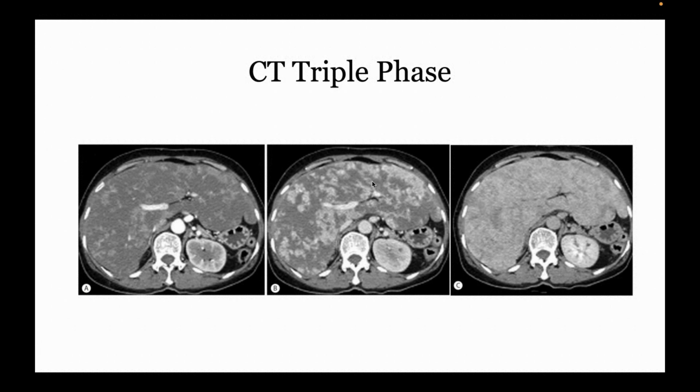You end up doing a triple phase CT. This is the arterial phase, this is the portal phase, this is the hepatic phase. So you're seeing a lot of things lighting up during the portal phase, right? So these multiple, what look like masses almost, throughout the liver.